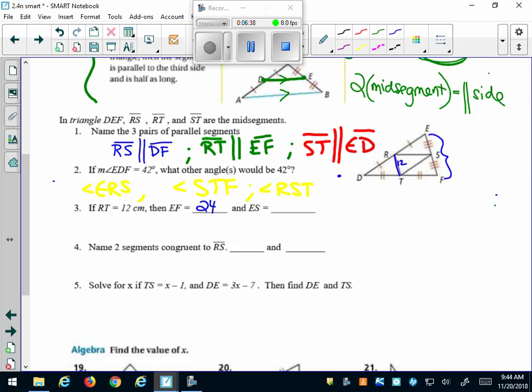Okay, we said 2 times the midsegment equals the parallel side, right? So if we're looking for EF, that's the parallel side. That means 2 times 12 gives us 24 for the parallel side. What about ES? What is the length of ES, Maeve? 12. How do you know that? Yep, it's half of EF because point S is the midpoint.